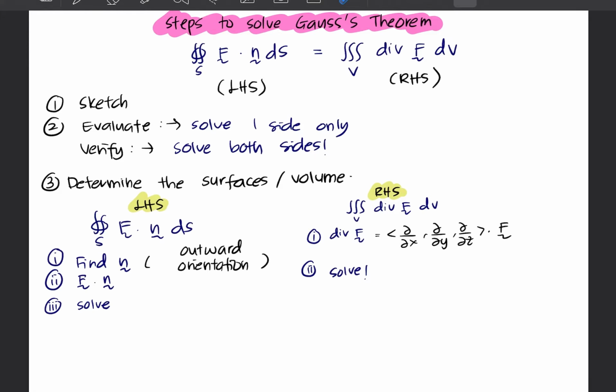Step number 3, determine the surfaces or the volume, depending on step number 2. If you want to calculate the left hand side, which is the surface integral, first find the unit normal. For Gauss theorem, the unit normal must be outward orientation, pointing outward. It can be positive and it can be negative. Then calculate the dot product of vector F and n, and solve the integration. If you want to calculate the right hand side, the volume integral, first you must calculate the divergence of F, and then substitute the divergence of F in the formula to find the integral.